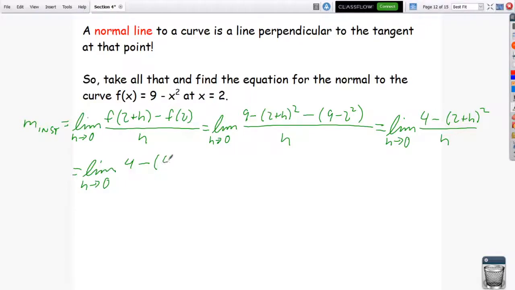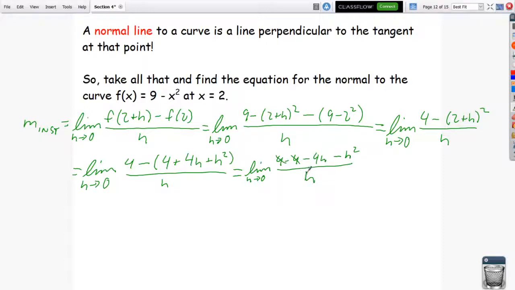2 squared would give me 4 plus, using my perfect square trinomial, 2 times h times 2, so 2h times 2 would give me 4h plus h squared all over h. Taking it a little bit further, I can distribute my subtraction. Limit h approaches 0 of 4 minus 4 minus 4h minus h squared all over h.